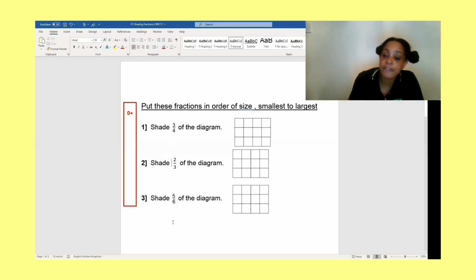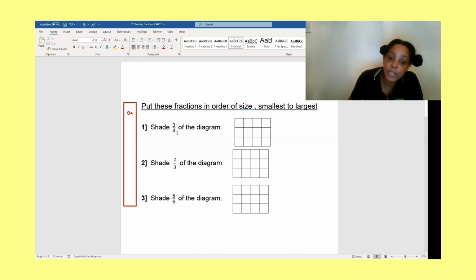3/4, 2/3, and 5/6 don't have anything in common that we can see just by looking at them. They have things in common, but not just by looking. Unlike the unit fractions, where we knew they were all unit fractions, here we have to do different things.